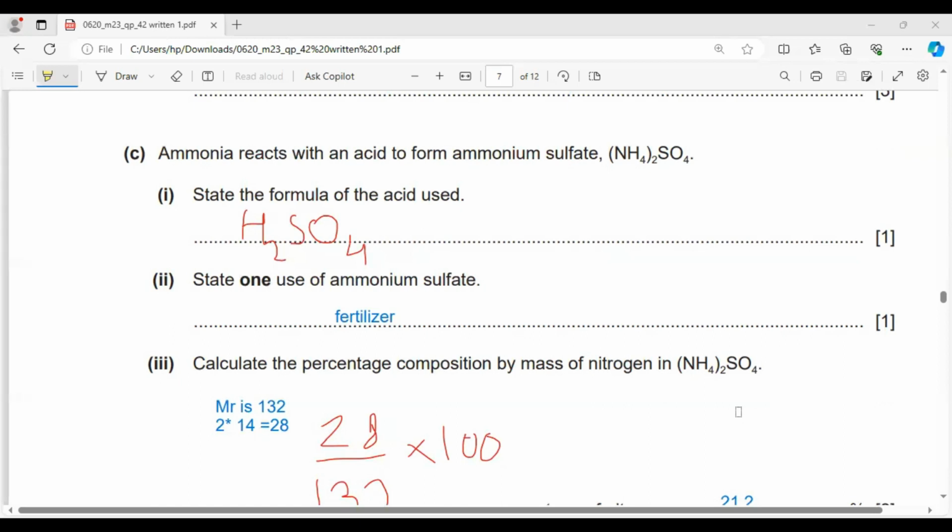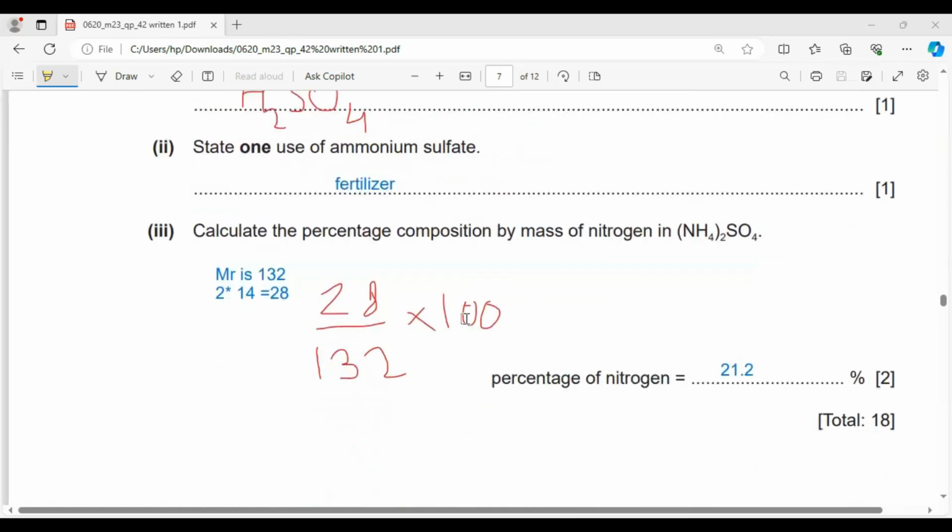Ammonia reacts with an acid to form ammonium sulfate, (NH4)2SO4. State the formula of the acid used. Here you can see we are having sulfate in the formula. That is why the acid which would be used for making ammonium sulfate will be sulfuric acid. State one use of ammonium sulfate. So ammonium sulfate is used as fertilizer.